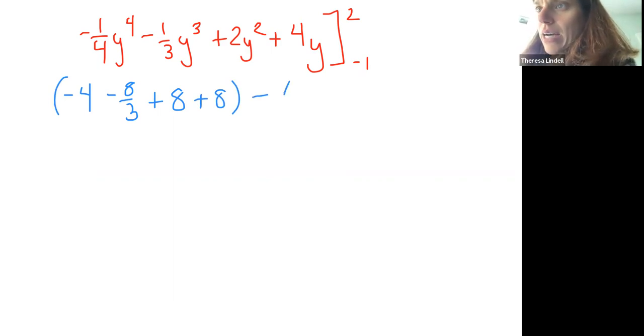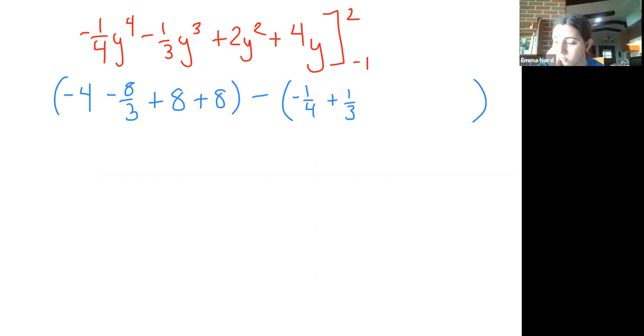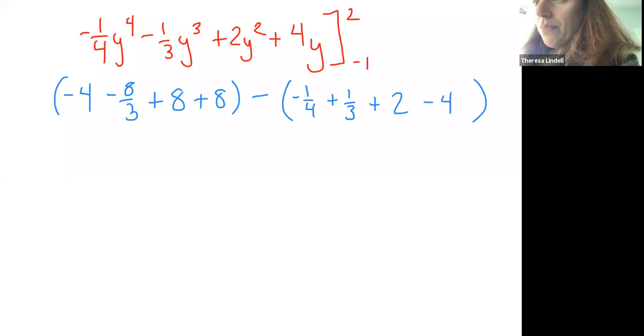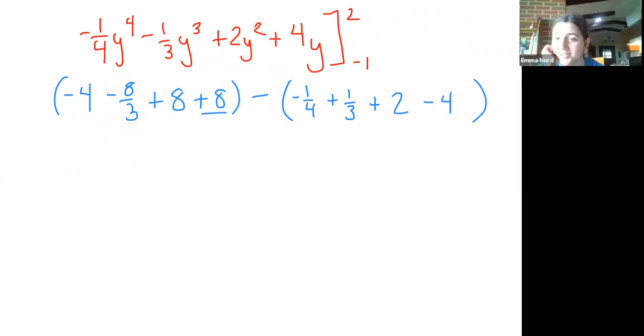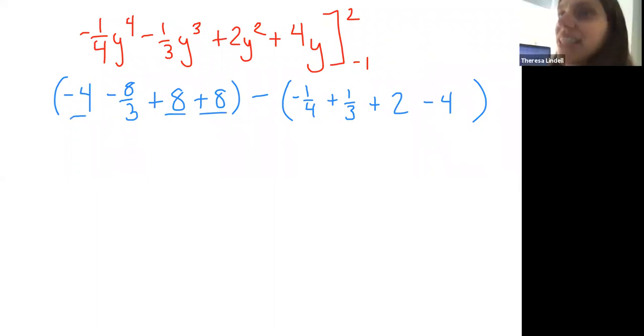And then subtract out whatever you get when you plug in -1. -1 to the 4th is 1, so that's -1/4. -1 cubed is -1 times -1/3 is plus 1/3. -1 squared is 1 times 2 is 2, and then -1 times 4 is -4. So now I am going to do 8 plus 8 is 16. Minus 4 is 12. So 12 minus 8/3.